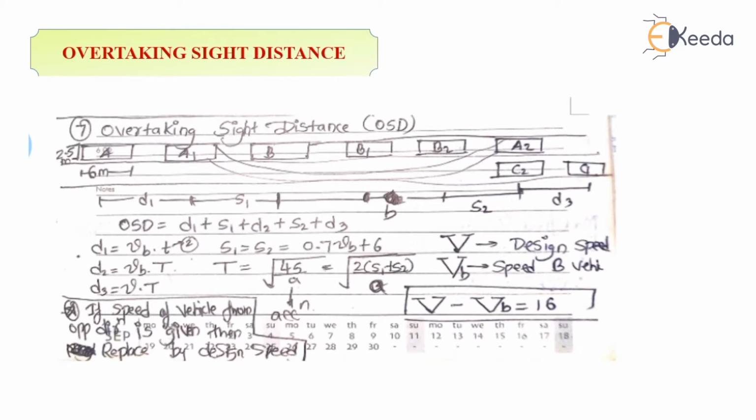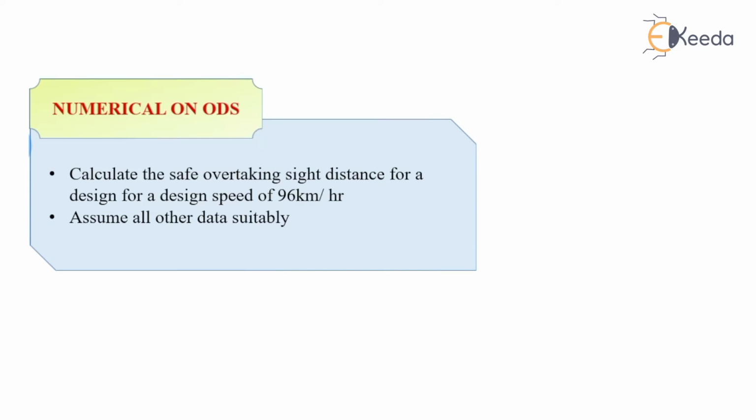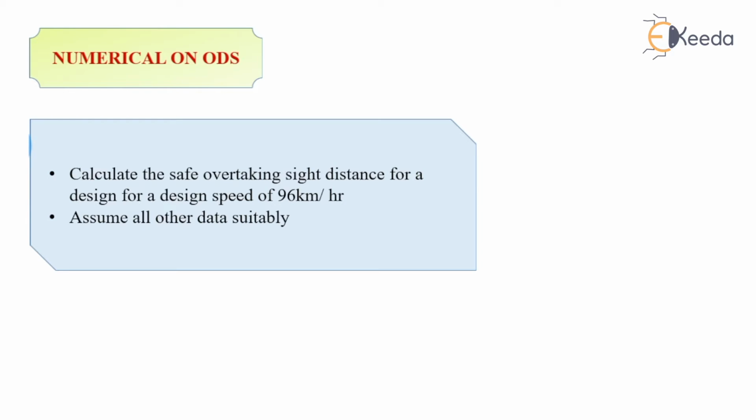So this is the theoretical part of overtaking sight distance. The numerical part is most important in overtaking sight distance, as it is mostly asked in exams. So we will study the numerical on OSD, or it can also be called passing sight distance. Calculate the safe overtaking sight distance for a design speed of 96 km per hour and assume all the suitable data.